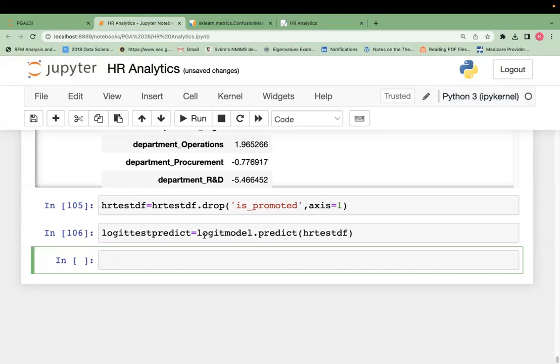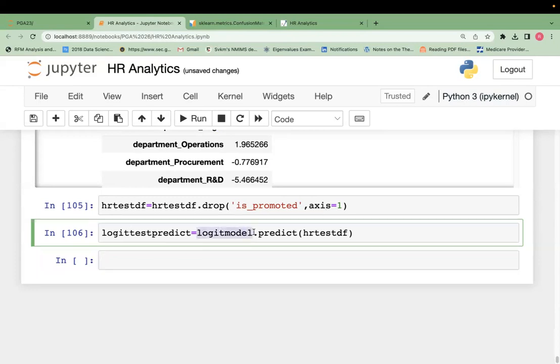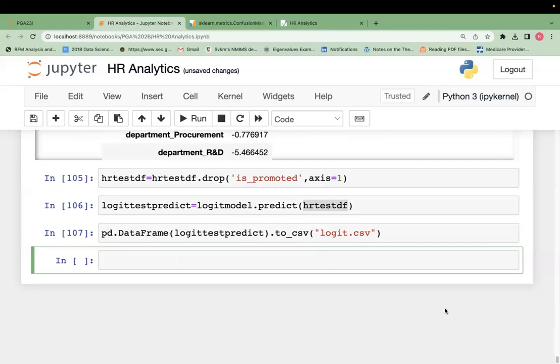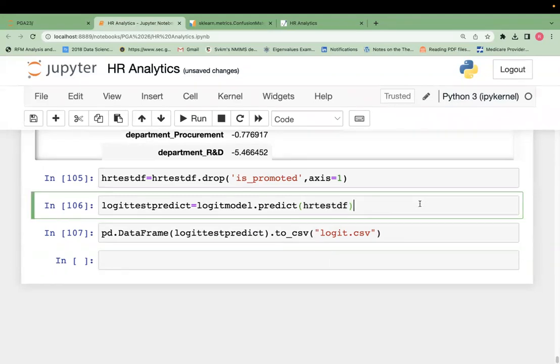Now we are using the model. This is the model we have built on trained data. And I am exporting the predictions to a CSV file. Here we are predicting using the test data.